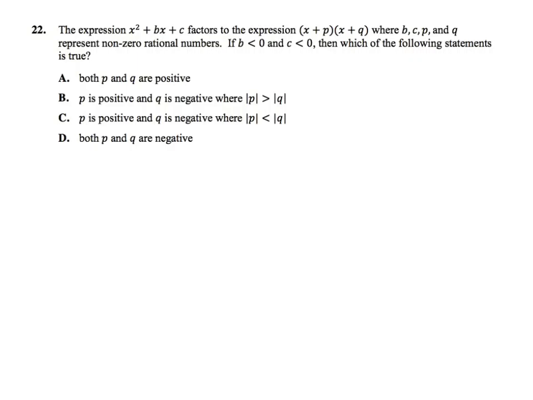And so we haven't seen many problems like this, right? That's because this isn't really a problem. This is an opportunity to investigate and explain the rules. What is it that we know? Well, if b is less than 0, which means it's a negative number, right? And c is less than 0, so that's also a negative number, then which of the following statements is true?